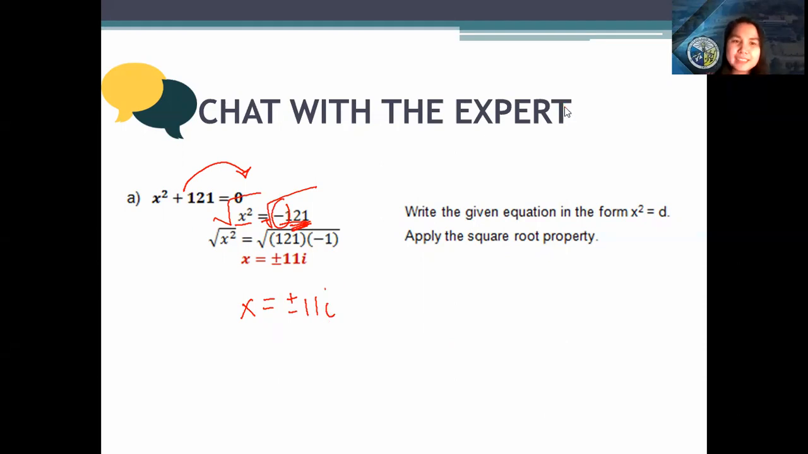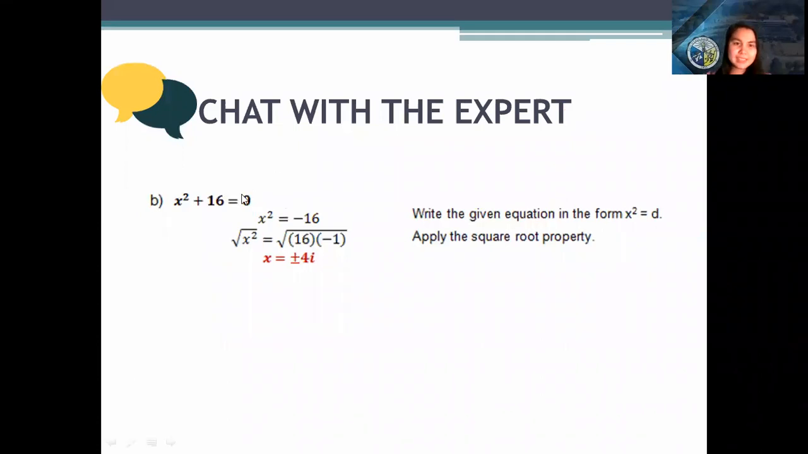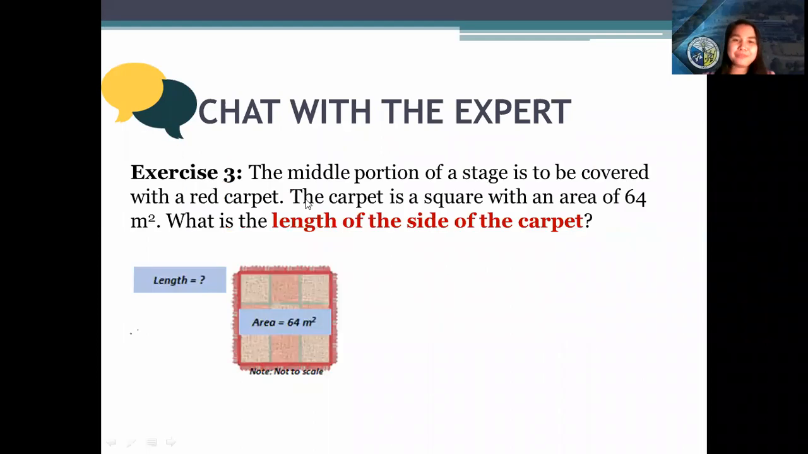Very good. Next, this one. Transfer 16 to the other side. So we have x squared equals negative 16. Next, step 2. Apply the square root property. Square root on the left, square root on the right. So we have x equals, what's the square root of 16? Plus and minus 4i. Very good. It's a negative number, so you add the surname, i. Very good.